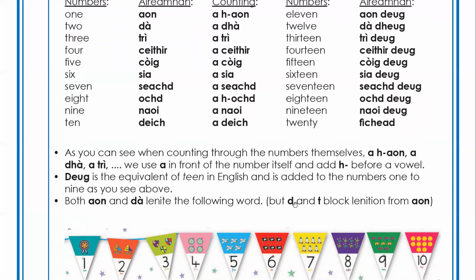So D and T are called dentals and they tend to block lenition. And this happens in a number of situations where D and T don't lenite unless the thing that's causing them to lenite is strongly doing so. So where we have un diug, no lenition, da diug, takes lenition. So un lenites words except those that start with D and T.